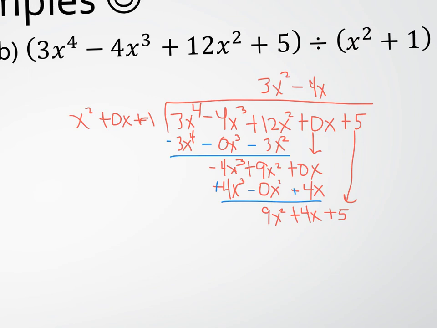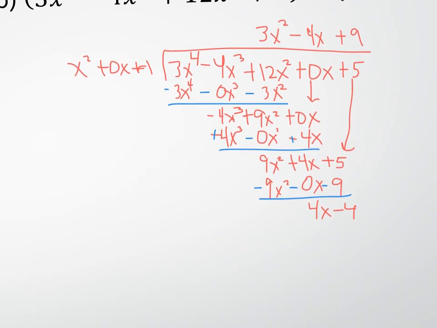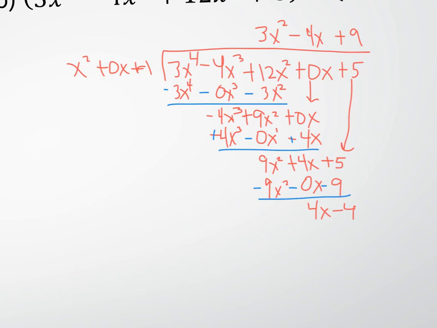X squared into 9x squared is plus 9. Okay, and we distribute, so we'll have 9x squared, 0x, and 9. Remember, we change the signs of that bottom expression because we're subtracting. And we'll have 4x minus 4. Now this one, we do have a remainder. Here is our final answer.